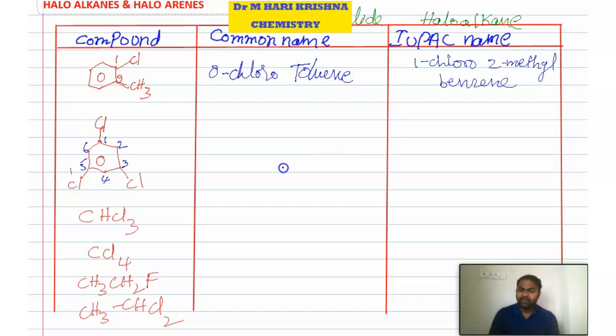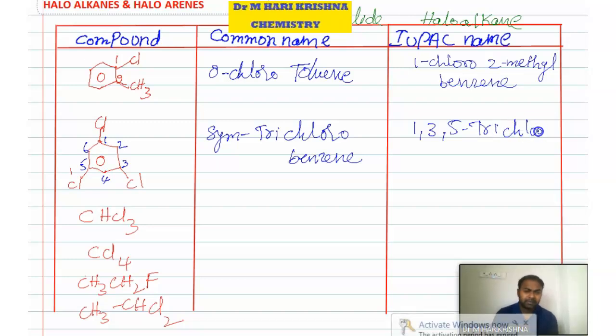So 1, 3, 5 is actually symmetrical. So we can call it a symmetrical trichlorobenzene. Symmetrical trichlorobenzene. In case of IUPAC, we can give numbering 1, 3, 5 trichlorobenzene.